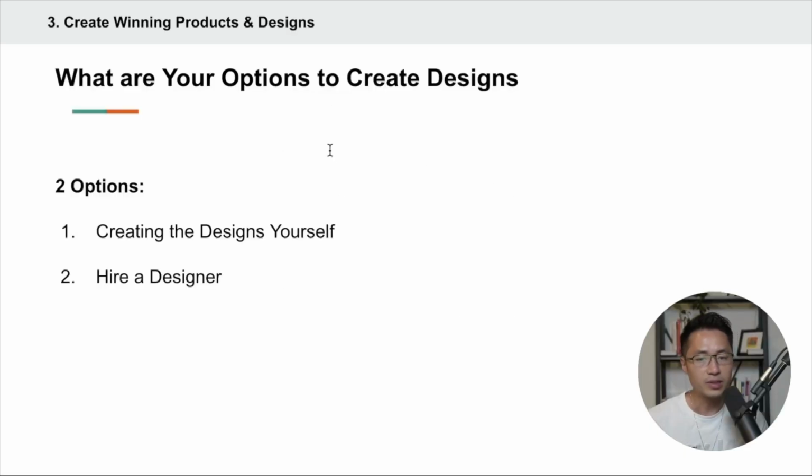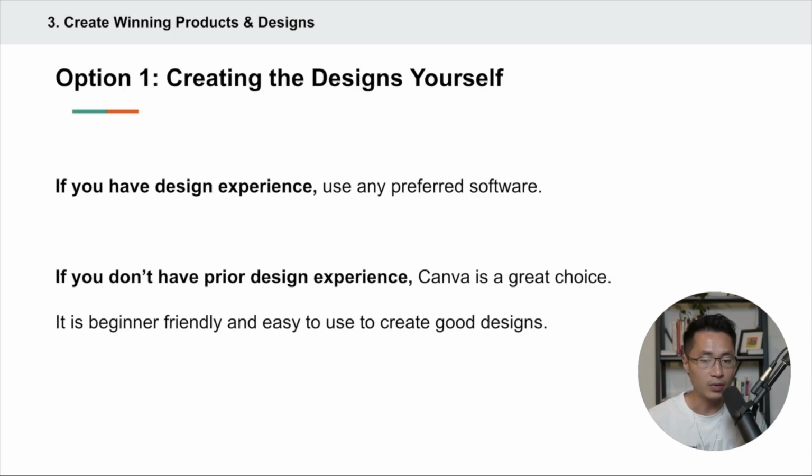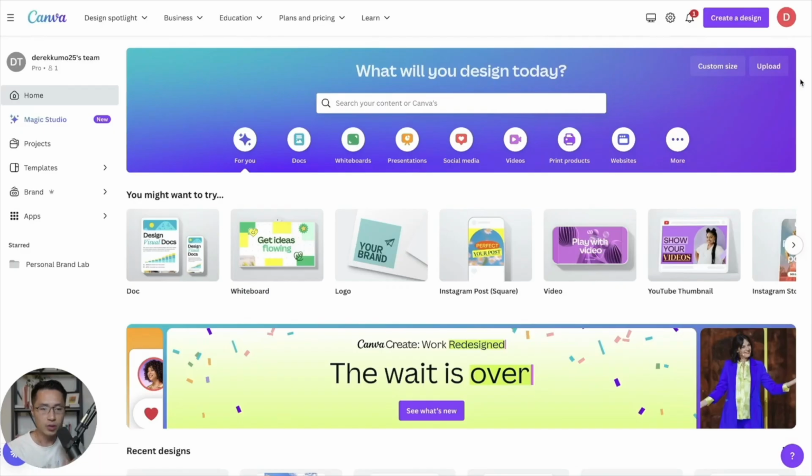So after you have your design ideas, it's time to create the designs. So when it comes to creating the designs, you have two options. Number one is to create the designs by yourself. And your option number two is to hire a designer. Now, if you already have some type of design experience or a design background, then obviously you can use any software that you prefer. But if you are a beginner with not much experience with design, Canva would be a great choice in that case. So Canva is a beginner-friendly software that you could use to easily create nice looking designs without needing much prior experience. So here is Canva, and I'll just quickly show you how it works.